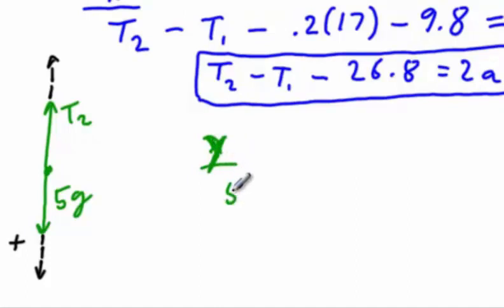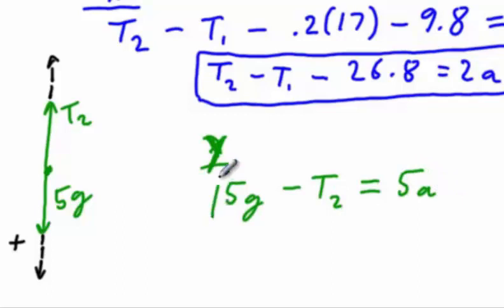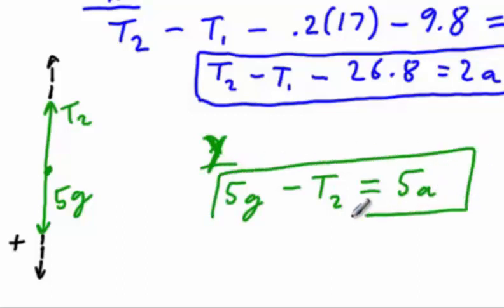The force in the plus direction is 5g. In the minus direction is tension 2. And as always, sum of the forces is m times a. The mass of this one is 5. That's 5a. And we place a box around it. At this point in the problem, we have now collected three equations, and we have a total of three unknowns. Two tensions, one acceleration, and so those three equations can be solved simultaneously.